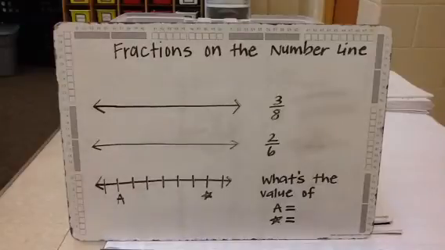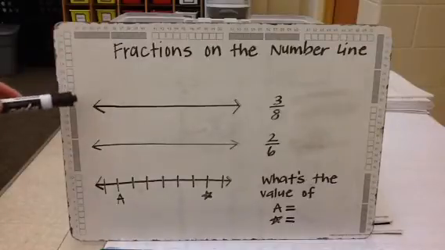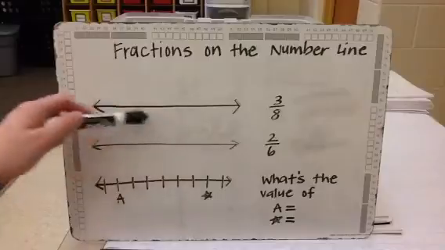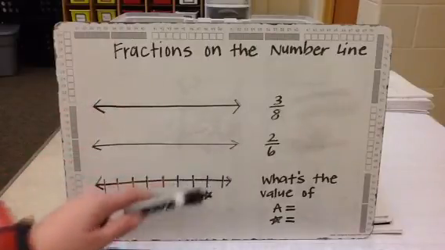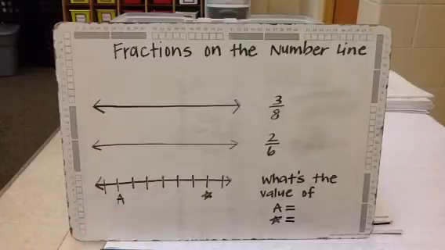In this video, I'm going to be modeling for you how to partition a number line so we can then place fractions on it, and then also looking at a number line and interpreting what fractions it already represents. So here I'm going to be putting these two fractions on the number lines, and then here we're going to interpret this one that's already been partitioned and try to figure out the values here.